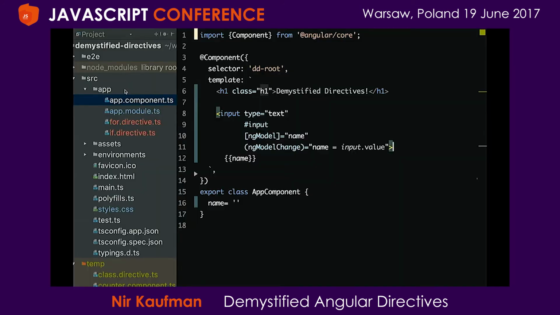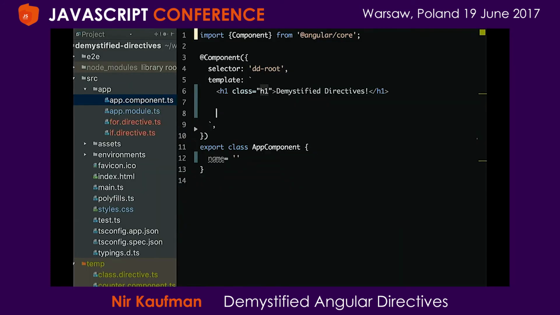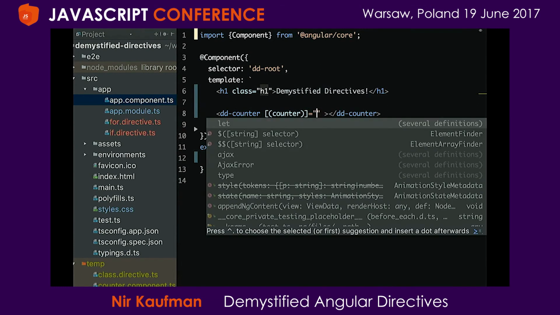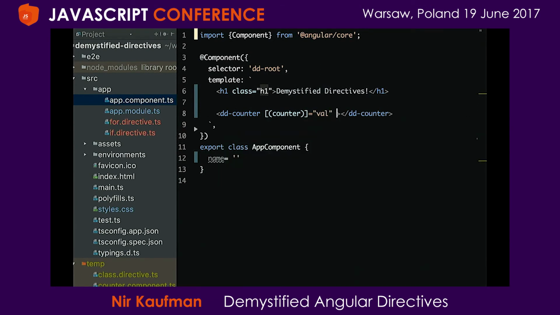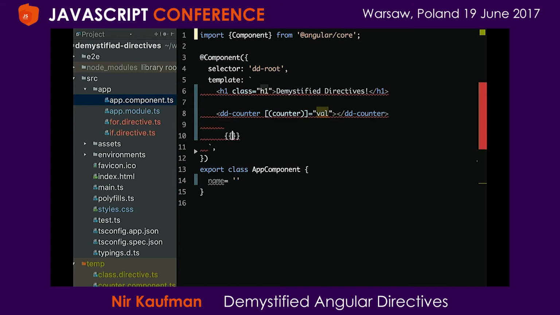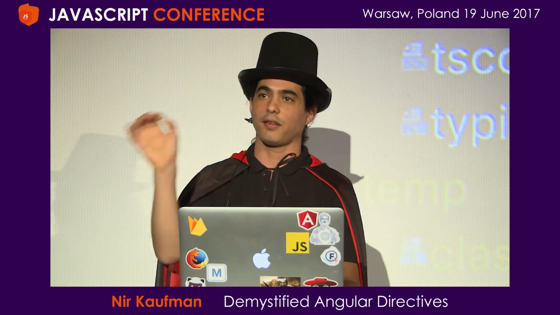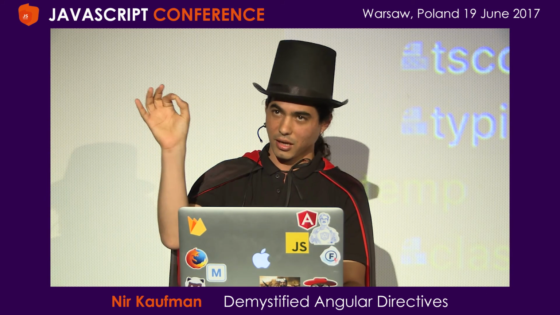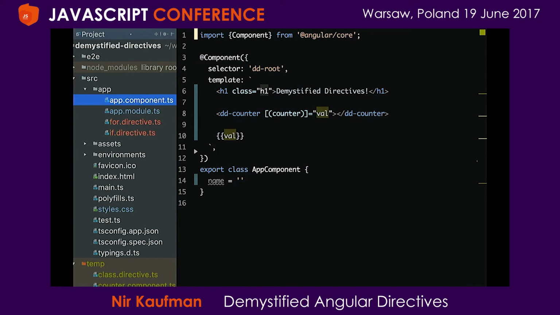So let's say I want to write a directive. Let's call this directive counter, or dd counter, and let's say that this counter has a value named counter, and I can use this banana in a box and give it a value, and just like before, bind this value here. How do I write a directive that has the exact behavior? So now that I know that the compiler will take the name of the directive and suffix it with change and make an event, I can go back to the code.